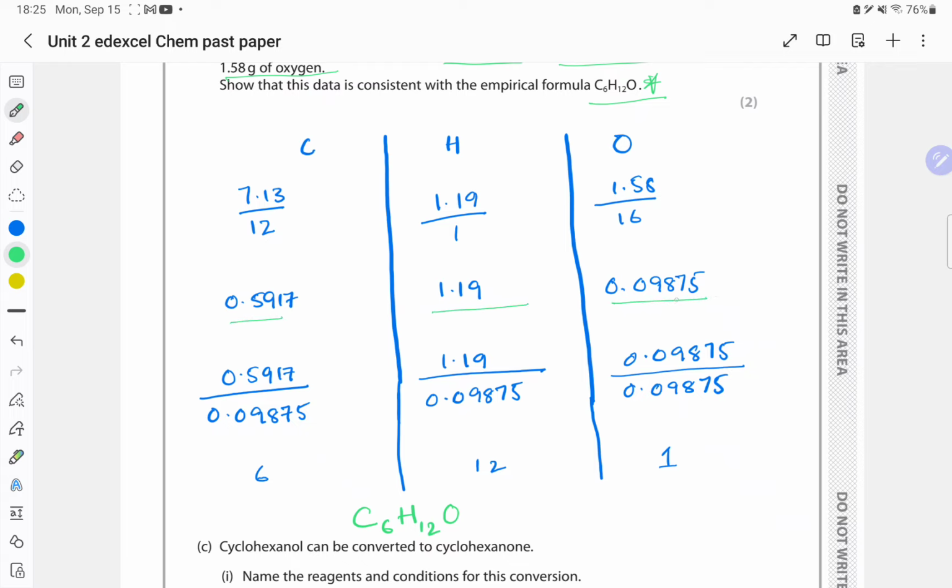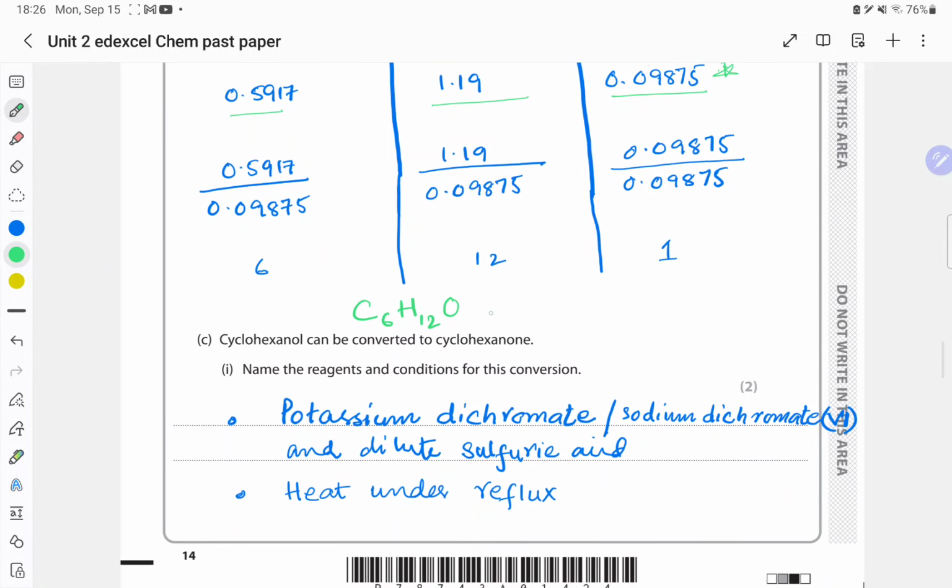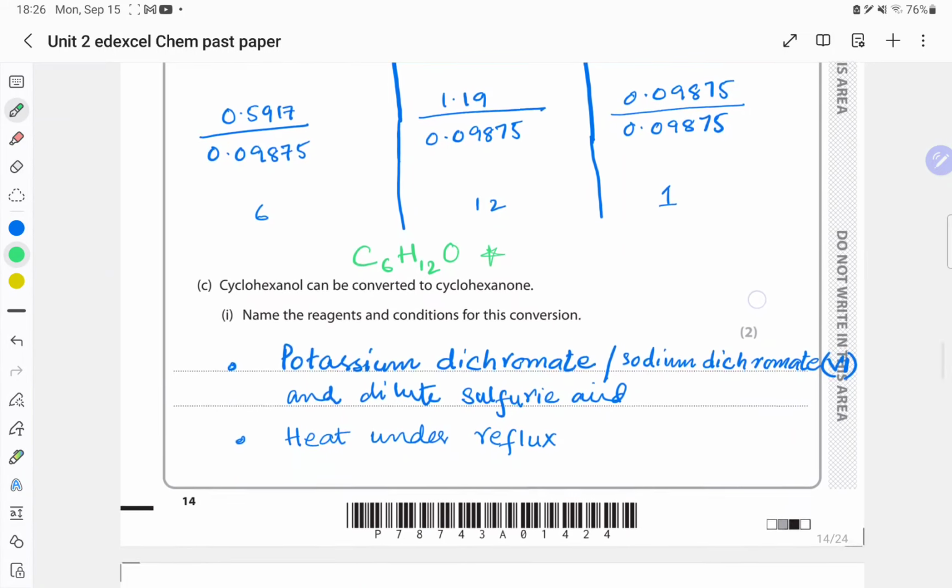Whichever figure is the smallest, you have to divide all the others by that number in order to get the simplest ratio. Because over here we can see the smallest number is this, we are going to divide all the rest of the two, including this number, by this same number. So when we divide, we get 6, 12 and 1. That's how you got the same answer as given in the question.